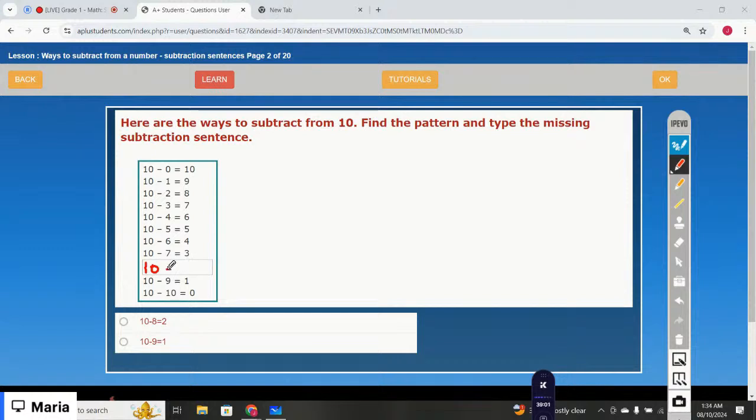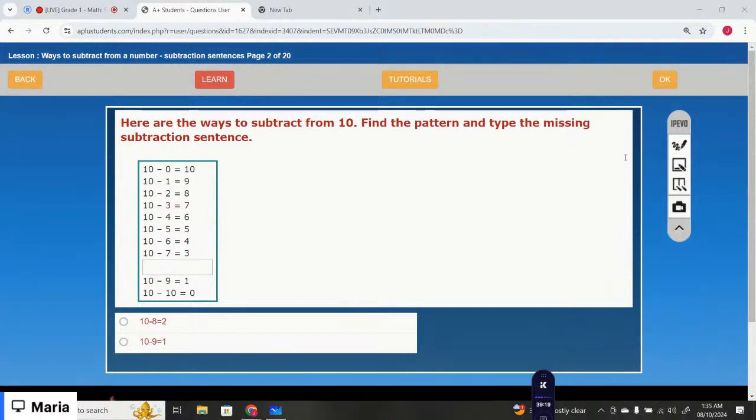Then the second one is you can see 0, 1, 2, 3, 4. They are increasing by 1, right? So right next to 7 you have 8. That is 10. Take away 8 is 2. So option number 1 is the correct option. That is 10. Take away 2.